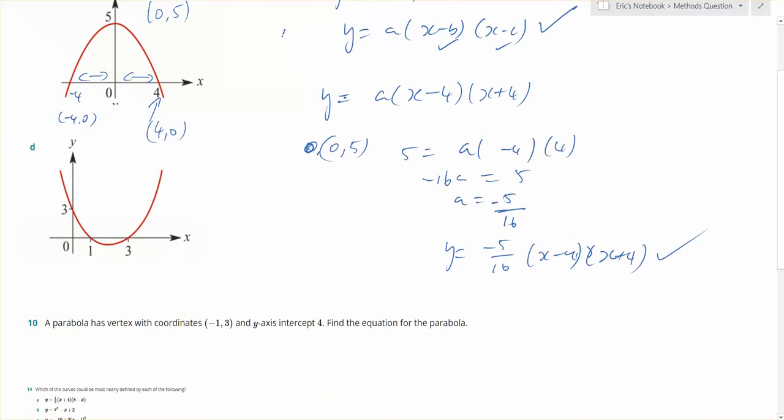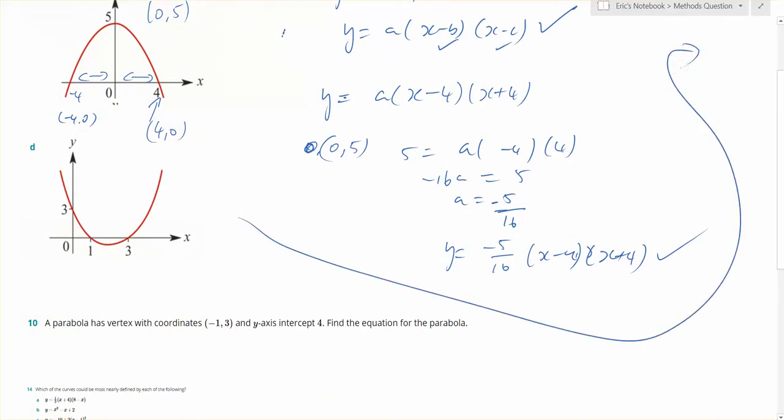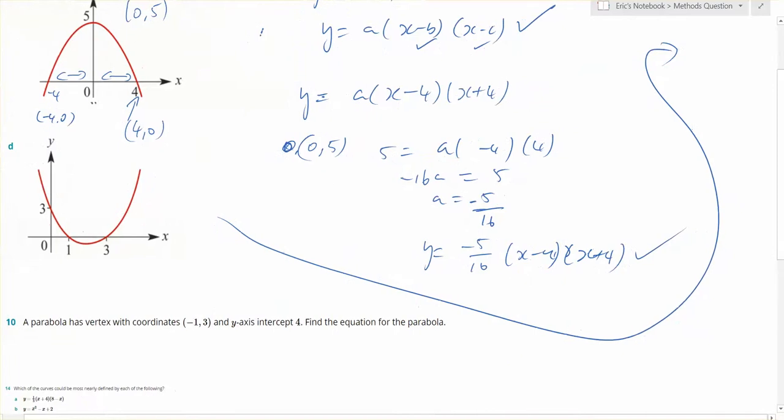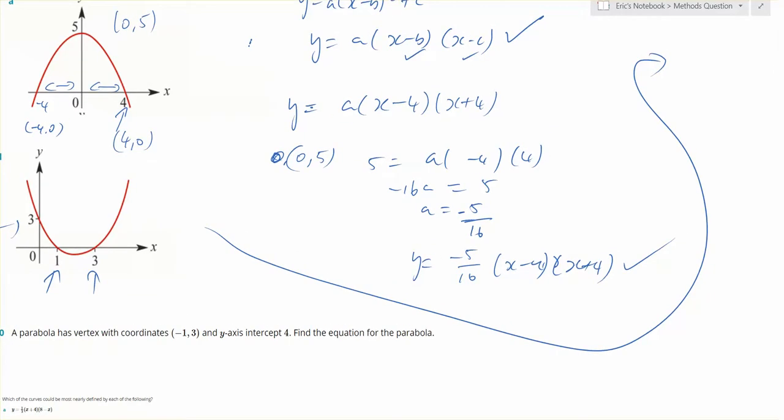For part D, I'll go right over here. What information are we given? We're given two x-intercepts and a point. So let's write down our points now. The x-intercepts are 1, 0 and 3, 0. And our other point is our y-intercept, which is 0, 3.